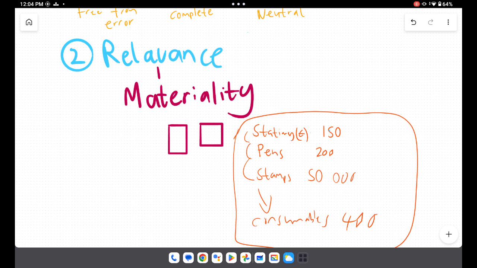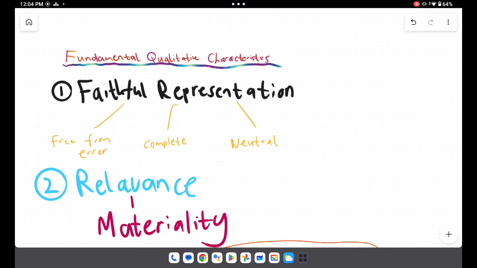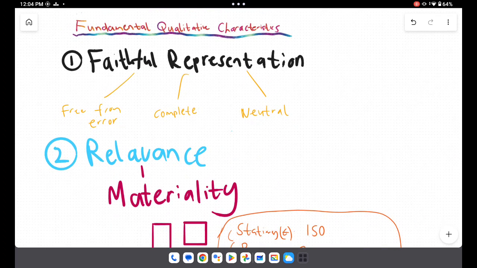But mostly stationery is an asset until you use it, then it becomes an expense. But yeah, if the number is too small, then it doesn't affect decision making. The accounts do not matter really. You still have to put it in the financial statement as an account and put the number in there, but not as separate accounts. So that's it for fundamental quality characteristics.